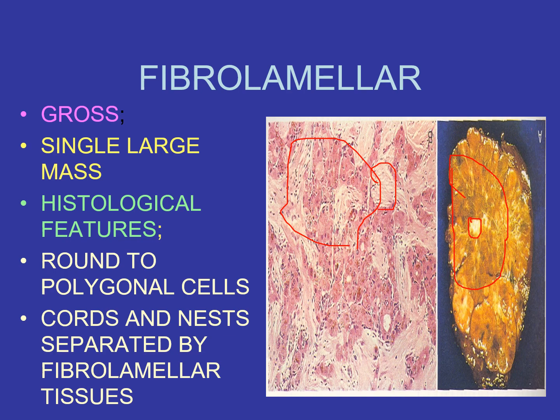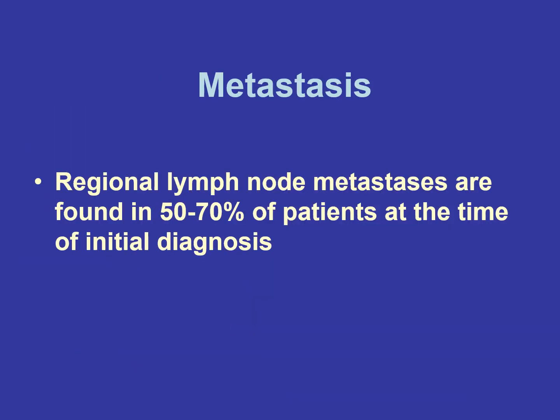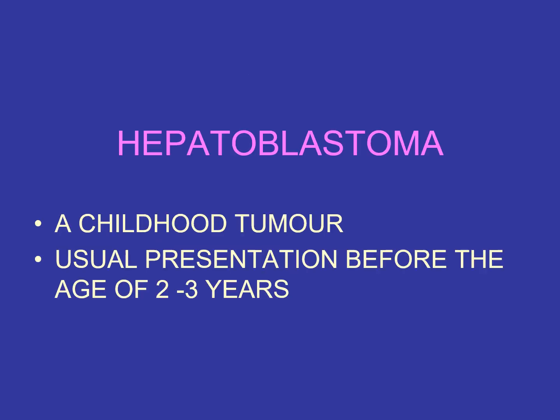You can see here the areas which appear pinkish, while these are the areas of the cells. The cells are normally round to polygonal, or they may be in the form of cords, and they are separated by the fibrolamellar tissue. So the histological features of fibrolamellar carcinoma: the cells are arranged in the form of solid sheets, and these sheets are separated by the fibrolamellar tissue. Metastasis again is to the regional lymph nodes. Metastases are found in 50 to 70% of patients at the time of initial diagnosis.